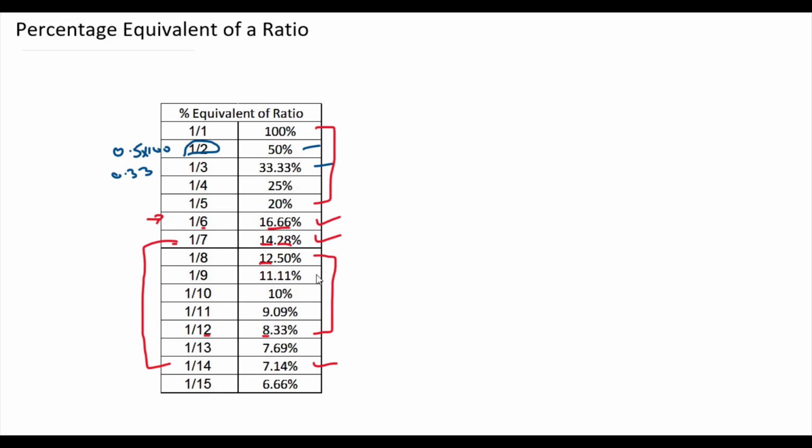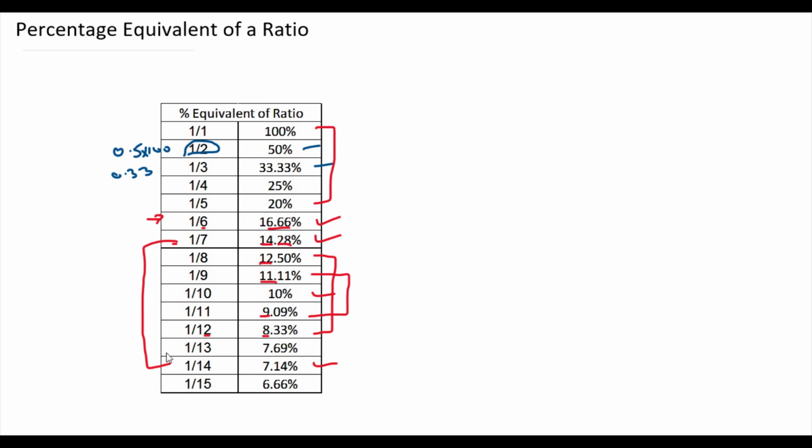Now one last pair, that is 1 by 9 and 1 by 11. If you see this pair, in 1 by 9 the value starts with 11 and in 1 by 11 the value starts with 9. So in this way you can remember these values as well. 1 by 10 is fairly easy to remember, simply 10%.